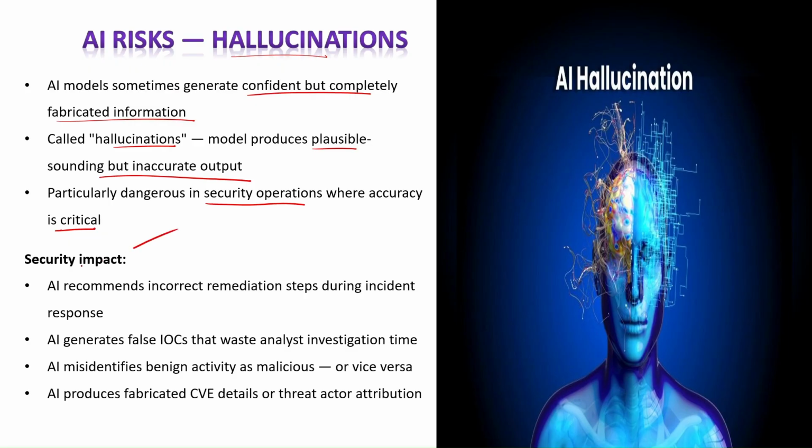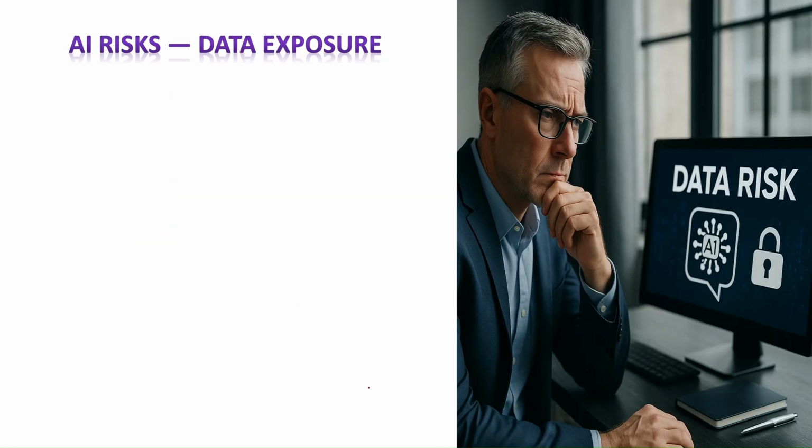The security impact of hallucination is that AI recommends incorrect remediation steps during incident response. AI generates false IOCs that waste analyst investigation time. AI misidentifies benign activity as malicious or vice versa. And AI produces fabricated CVE details or threat vector attribution.